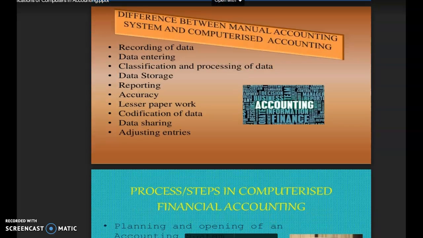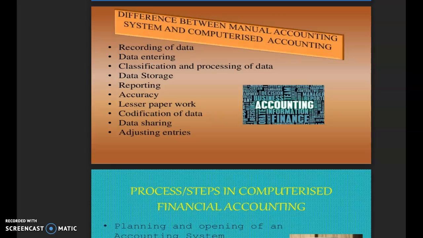Now, what is the difference between the manual accounting system and the computerized accounting system? Dear students, at the onset I told you that the process and method remain the same, because accounting is based upon certain accounting principles and concepts. All the principles, concepts, and conventions are also to be followed while you prepare the statements or the accounts through the computer.